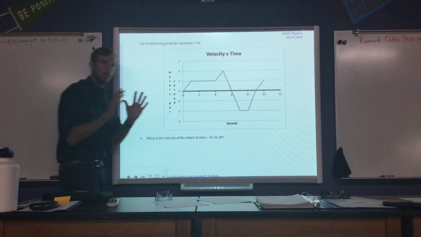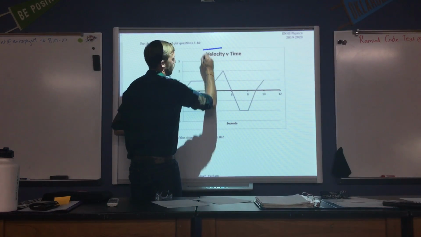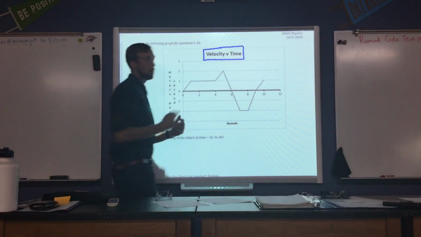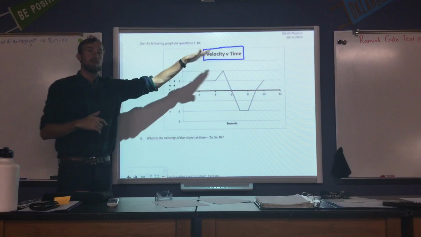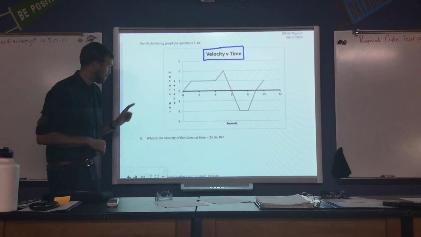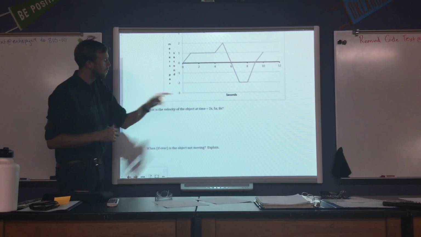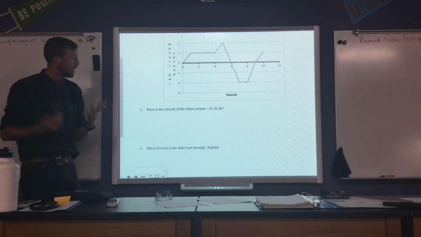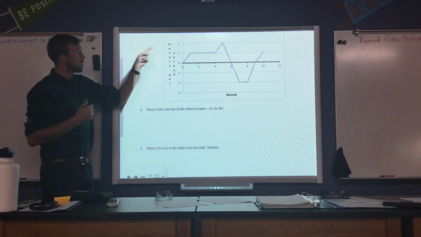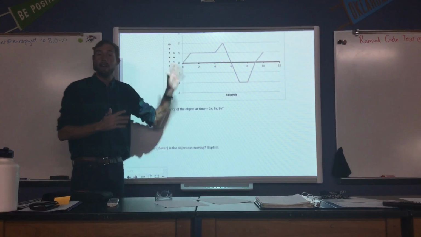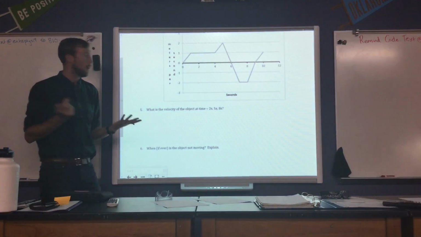Remember, everything we do here is specific to the type of graph we have. This is a velocity versus time graph, which means everything we do has to be under the understanding that this represents velocity versus time. So we'll jump down here. Question number 5 is, what is the velocity of the object at a time of 2 seconds, 5 seconds, and 8 seconds? So here, because our graph directly tells us about velocity, all we need to do here is look at our points.